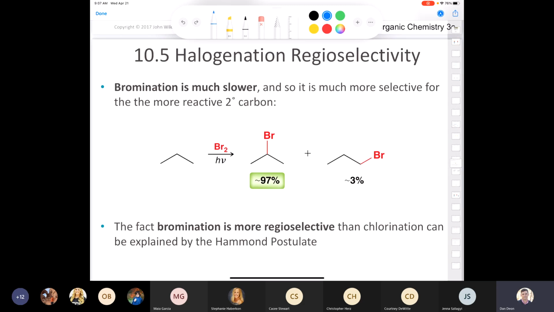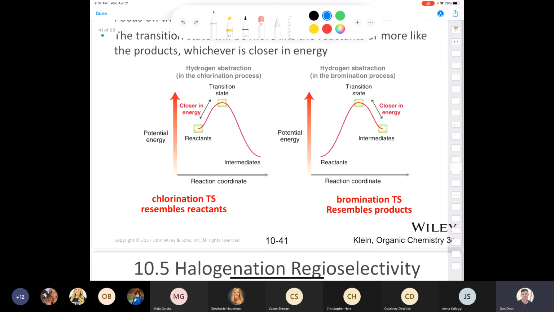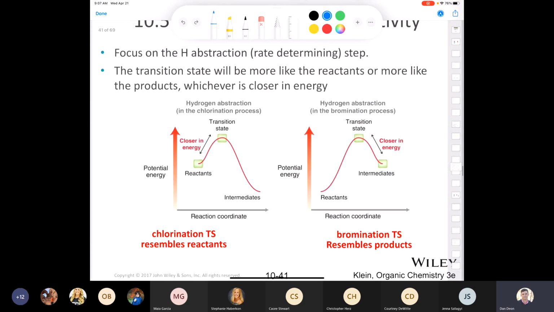Why is it so much more regioselective? We can explain it using the Hammond postulate. Since the first step, or the hydrogen abstraction in the bromination process, is an endothermic reaction, it means that the radical, or the intermediate that's formed, is going to more closely resemble the transition state. Since the transition state is going to be more sensitive to the nature of the substrate during bromination, because again, the intermediate here, the radical, is going to more closely resemble the transition state. What is the consequence?